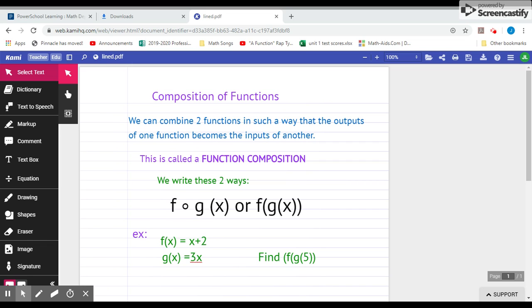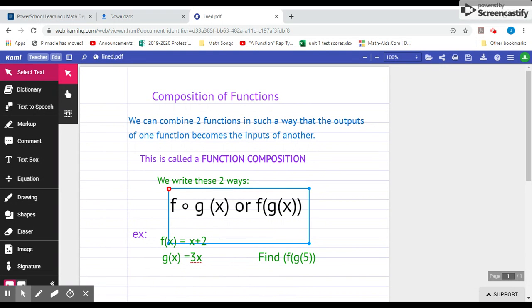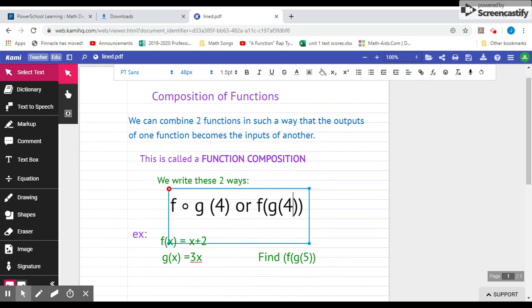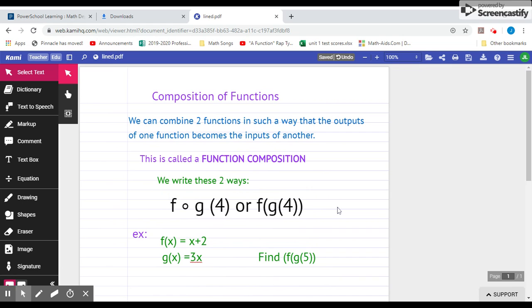We can combine two functions in such a way that the outputs of one function become the inputs of another. When we do this, it is written one of two ways. You'll either see it with a small circle between your f and g or by using parentheses. Just for the sake of being consistent, I'm going to go ahead and stick a number in here. So that's how you will see it when we are composing functions with numbers.